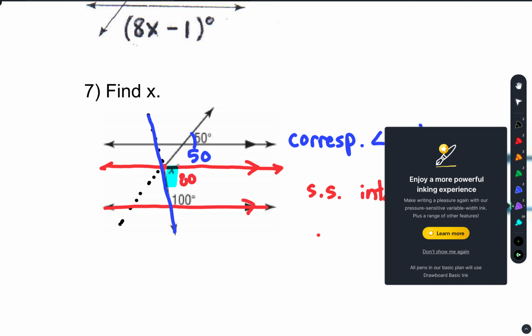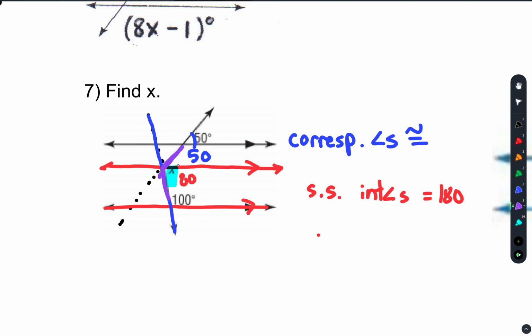Which means, what's the measure of this whole angle X that I was trying to find? Not a trick question. Yeah, we add them together. 50 plus 80 means that that little angle in there must be 130.